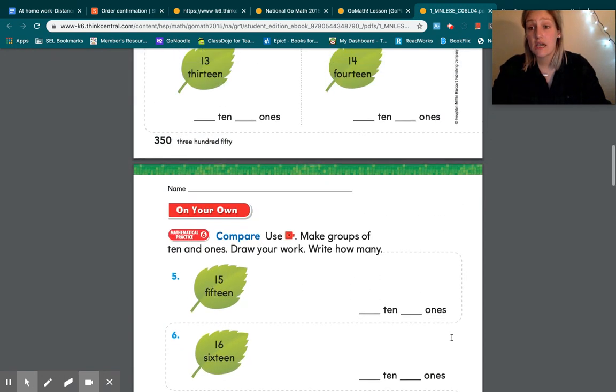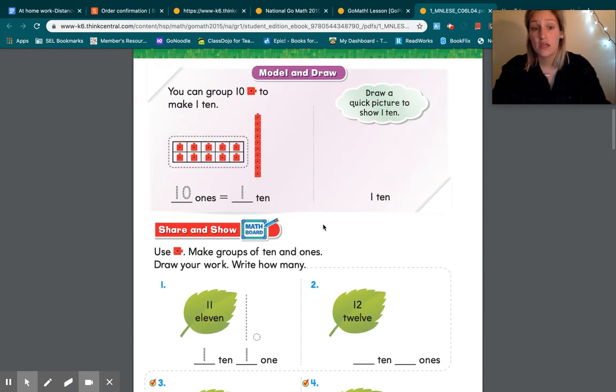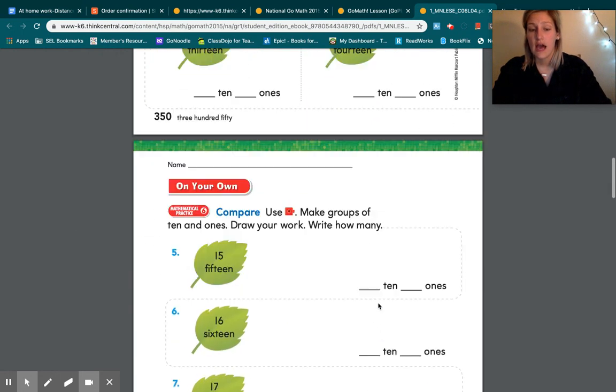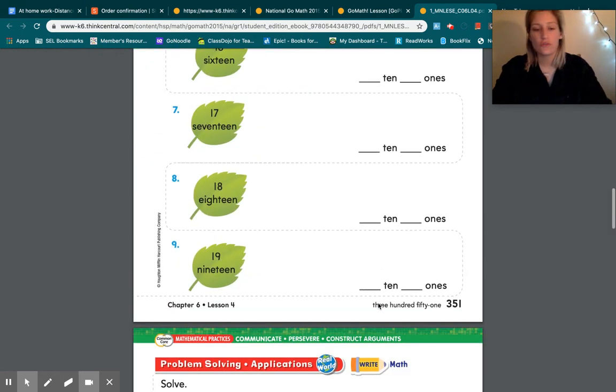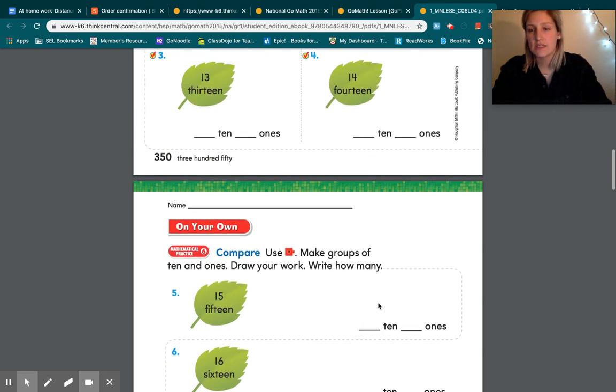If you're getting stuck, use those quick pictures, or you can think about your 10 frame, okay? Your 10 frame will really help you. So I know that you guys can handle this. I'm believing in you. Keep thinking about those groups of 10s and 1s.